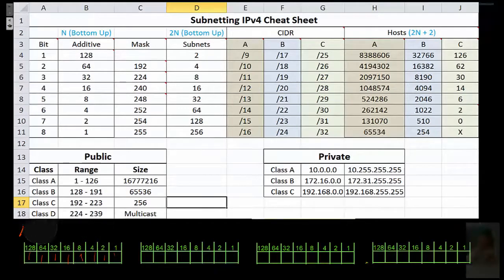Let's look at something a little different. Let's do a B. Let's look at another way they may ask us a question.